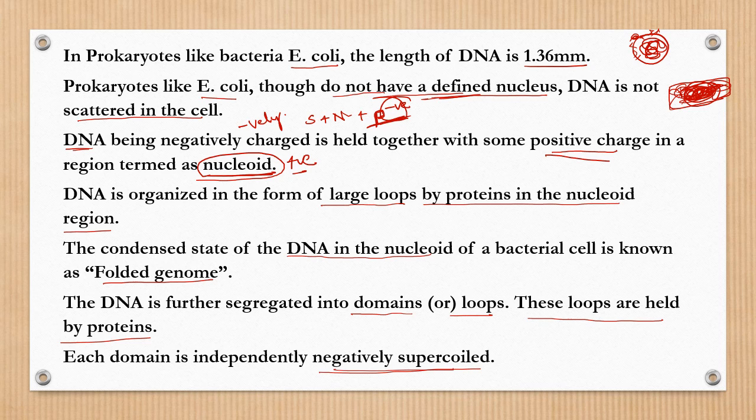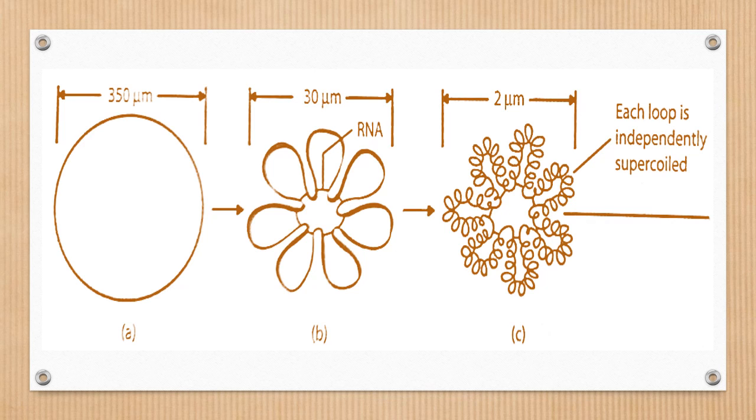Let's see this explanation in a diagrammatic representation. The first one is a DNA, an unfolded circular chromosome. The chromosome consists of DNA. It is unfolded and it folds into several domains or loops.